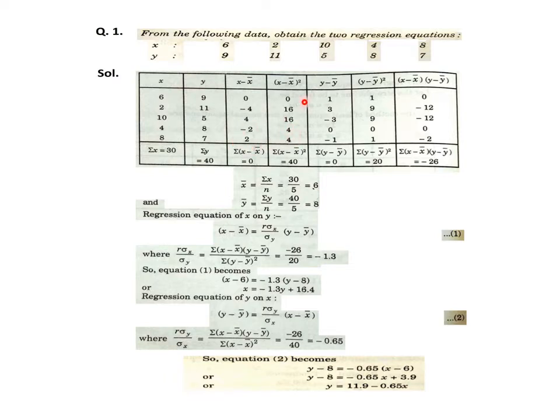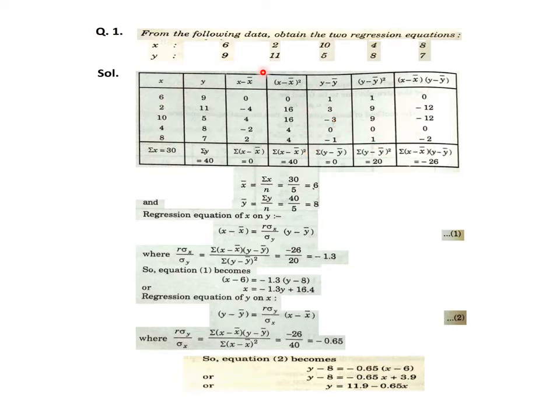Y minus y bar, y is 9, 11, 5, 8, 7, y bar is 8 fixed. So 9 minus 8, 1, 11 minus 8, 3, 5 minus 8, minus 3, 8 minus 8, 0, 7 minus 8, minus 1. Then squares of all these values of y minus y bar in the next column, y minus y bar whole square. So 1 square 1, 3 square 9, minus 3 square 9, etc.